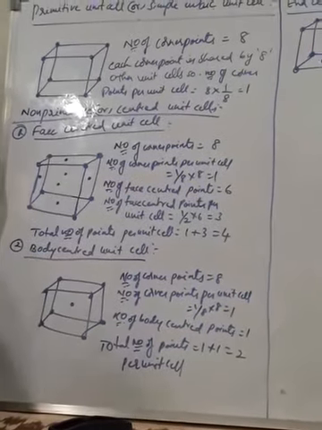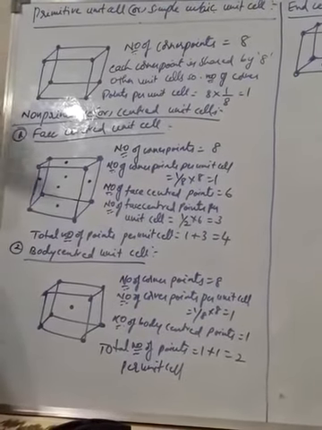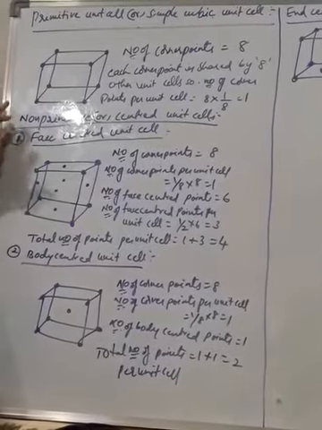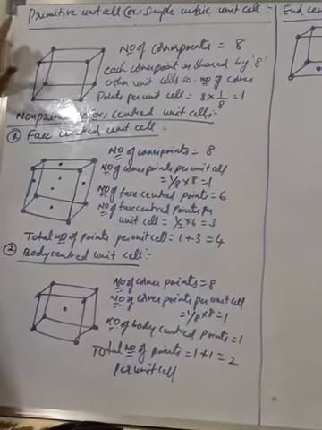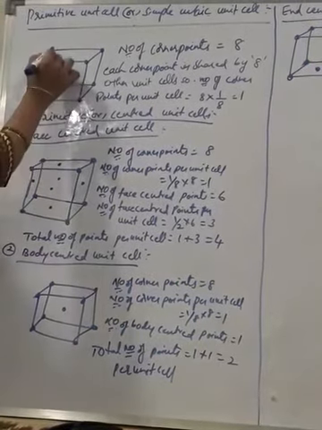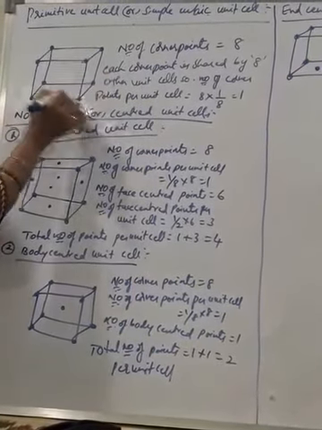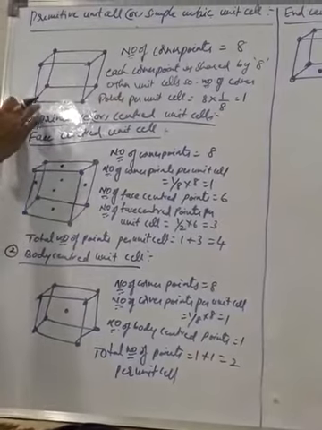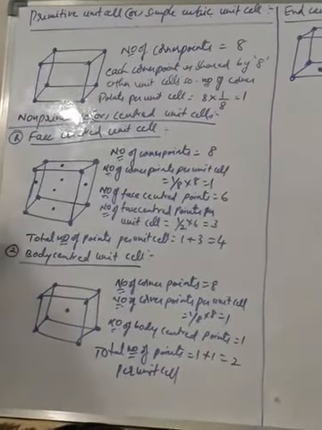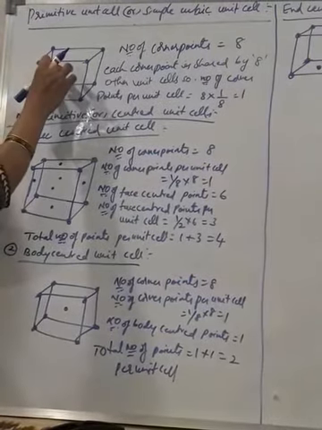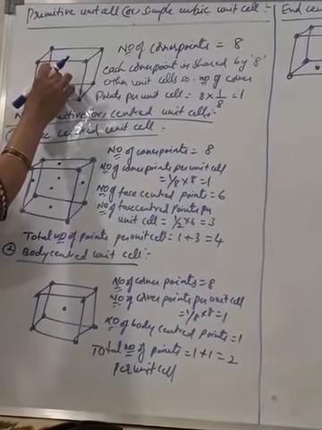Next term, primitive unit cells and non-primitive unit cells. Primitive unit cells contain only corner points. Okay, so 8 corners having 8 lattice points. These are called corner points, so the number of corner points is 8. So this is the unit cell present in a space lattice.